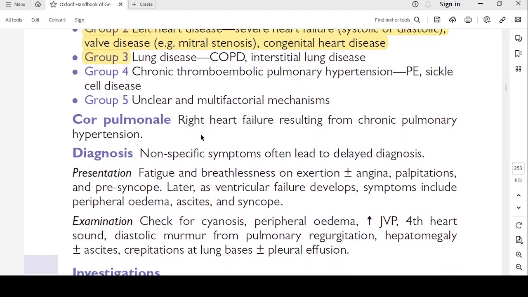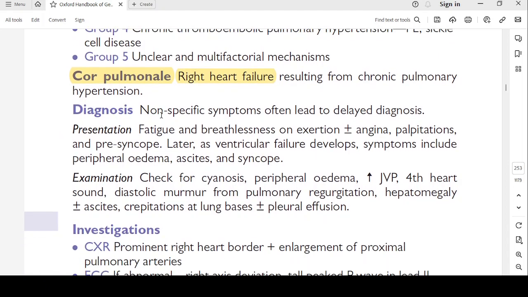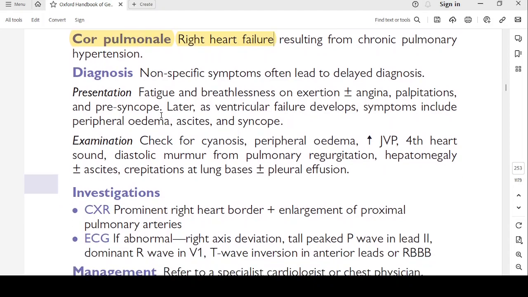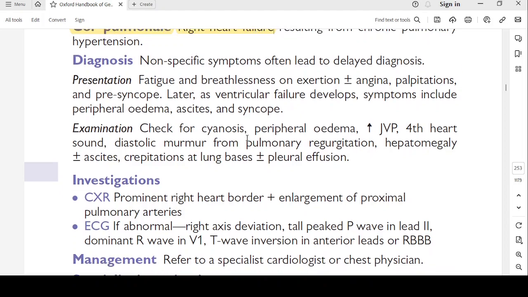Cor pulmonale, right heart failure resulting from chronic pulmonary hypertension. This is seen in COPD. Diagnosis: non-specific symptoms often lead to delayed diagnosis. When you have right heart failure, what are the presentations? Fatigue and breathlessness on exertion, plus or minus angina, palpitations and presyncope. Later, as ventricular failure develops, symptoms include peripheral edema, ascites and syncope. So initially there will be breathlessness on exertion, plus or minus angina, and later as ventricular failure develops, peripheral edema, ascites and syncope.